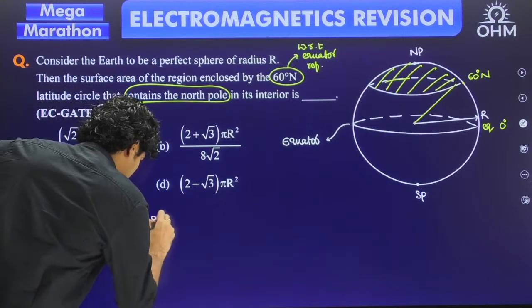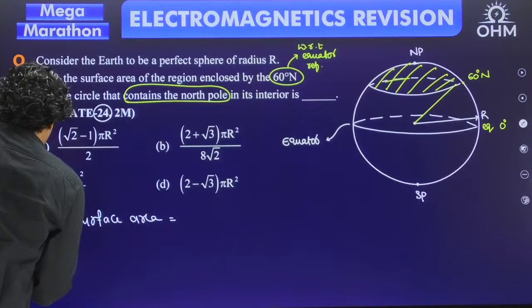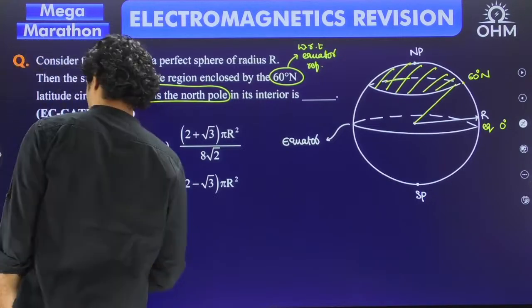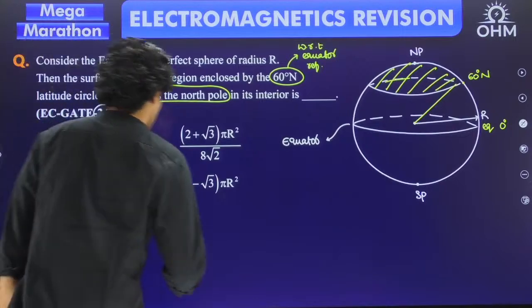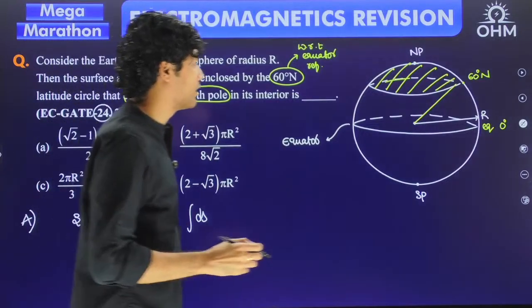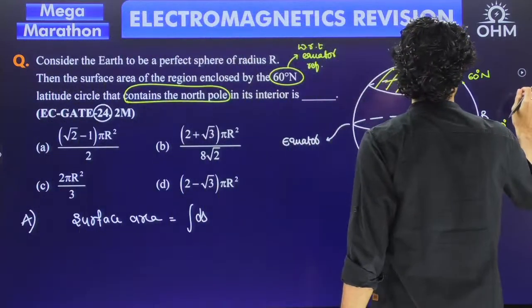I want the total surface area. And the total surface area obviously is nothing but the integration of ds. Now what is the ds we'll take? We'll take that ds where r is constant.